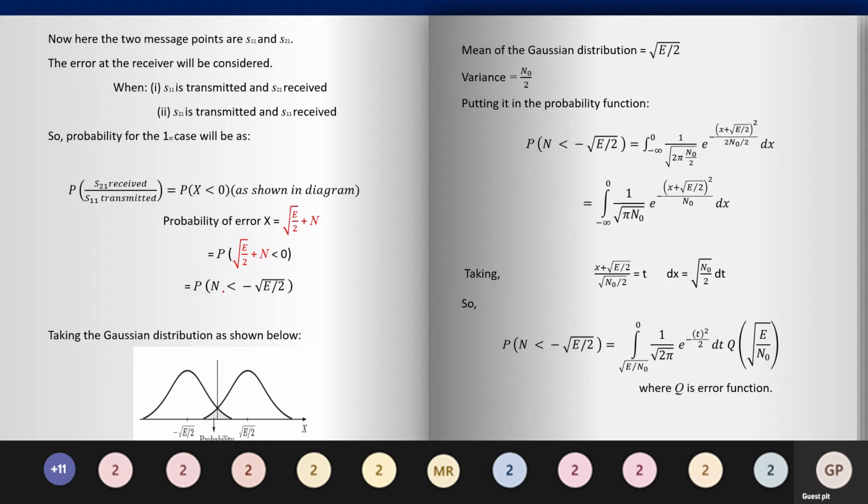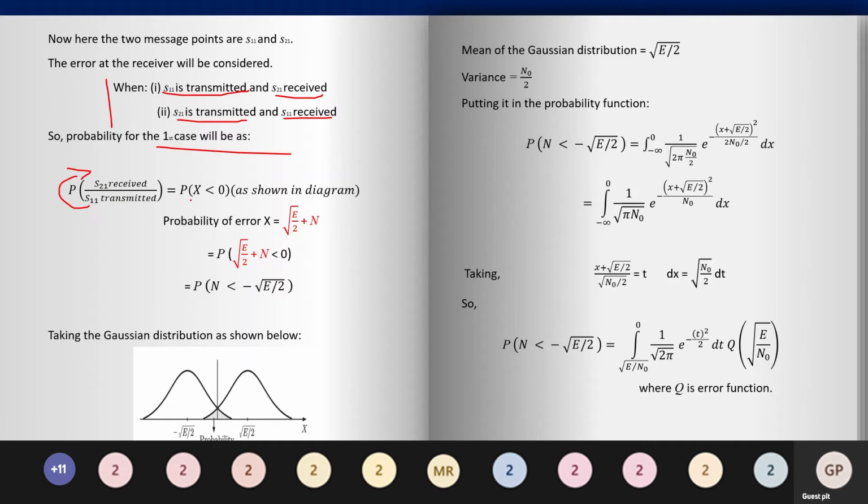Because we got two regions, S11 region and S21 region, as you can see, the error at the receiver will be considered in two cases. In one case, S11 is transmitted and S21 is received. In another case, S21 is transmitted and S11 is received. So first we'll solve case 1, where S21 is received while you are transmitting the S11 signal.